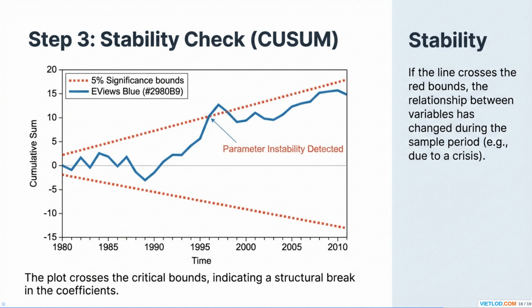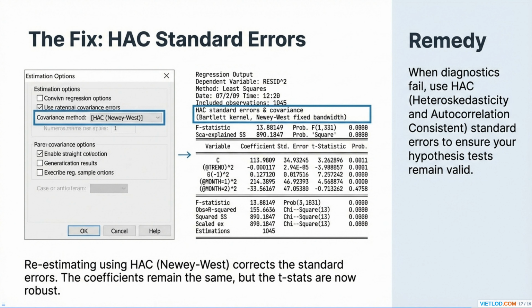If the QSUM line crosses these critical bounds, it indicates that the relationship between the variables in our model has fundamentally changed at some point during the sample period. As highlighted in the graph, our blue line does indeed cross the upper red bound, specifically around the late 1990s or early 2000s, signaling that parameter instability is detected. This crossing signifies a structural break in the coefficients, meaning our model's underlying dynamics were not stable.